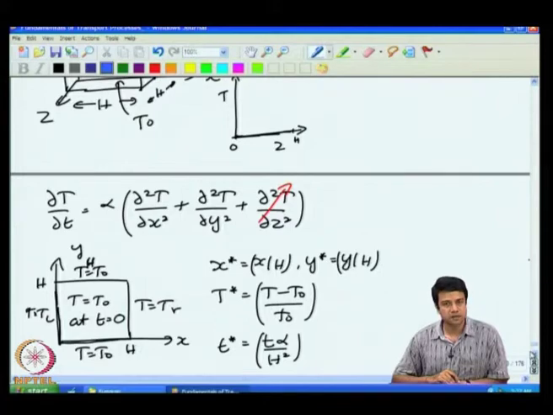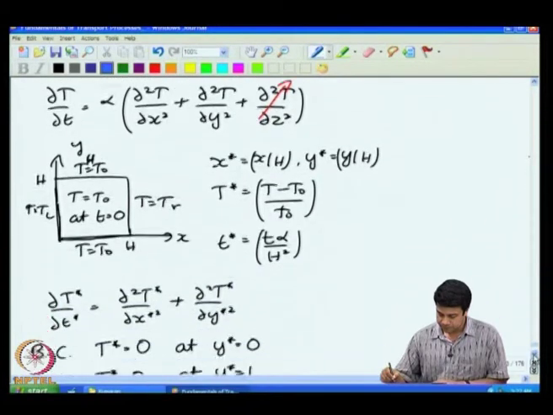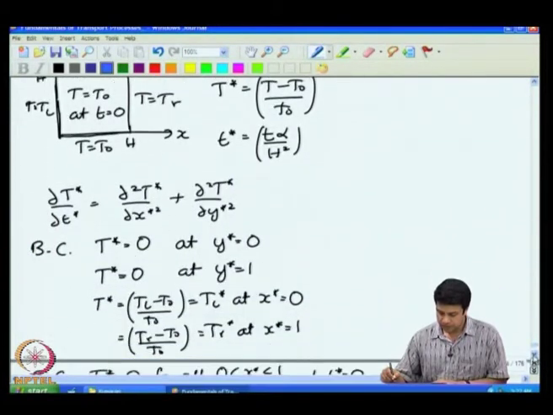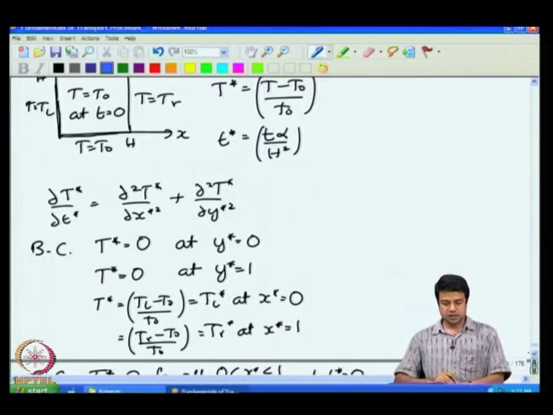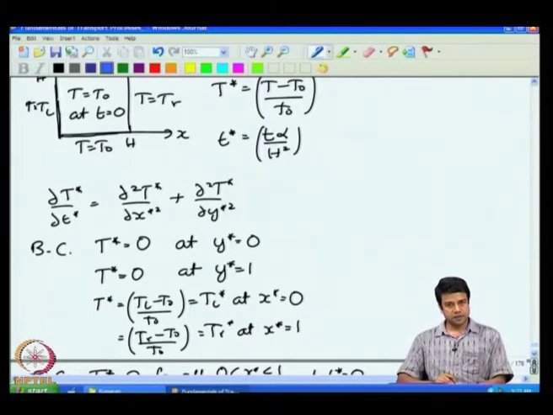And we started looking at the procedure to solve this problem. First things first, we scaled the x and y coordinates by h, because that was the length scale. We defined a scaled temperature, T minus T naught by T naught, and a scaled time. And we got the differential equation, second order in x and y, first order in time. It requires 2 boundary conditions and 1 initial condition.